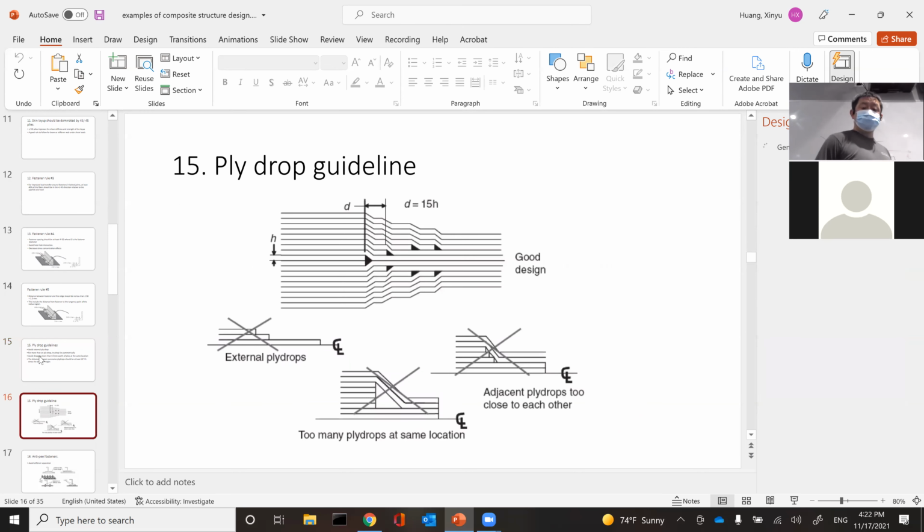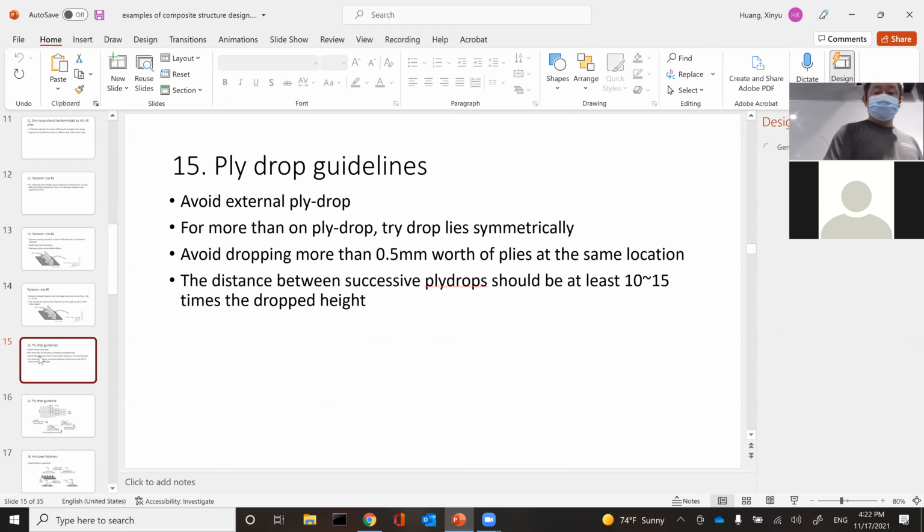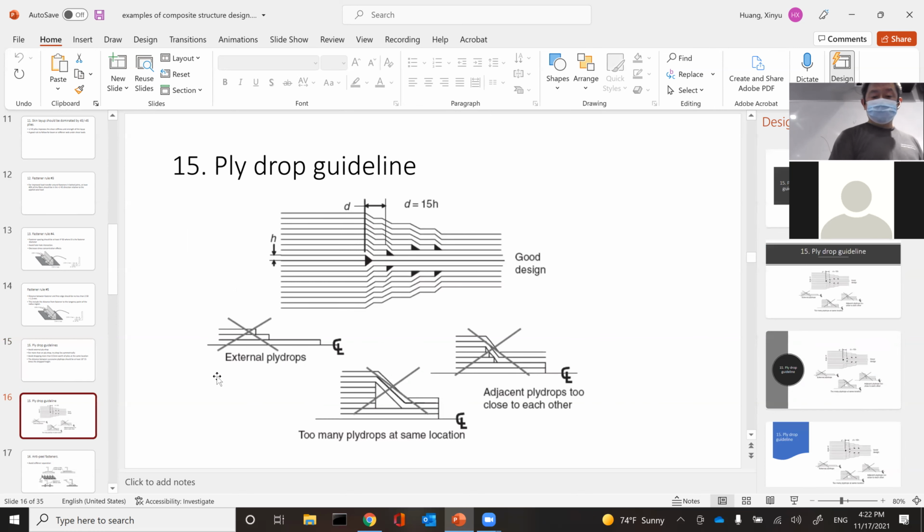So this is a good picture of ply drop. This is to create a transition from a panel of high thickness to smaller thickness. You basically drop plies. Okay. And this set of rules is a very good guideline for how you arrange how plies are dropped. So number 1, avoid external ply drop, which is, basically, you don't want the free edge of the ply exposed.